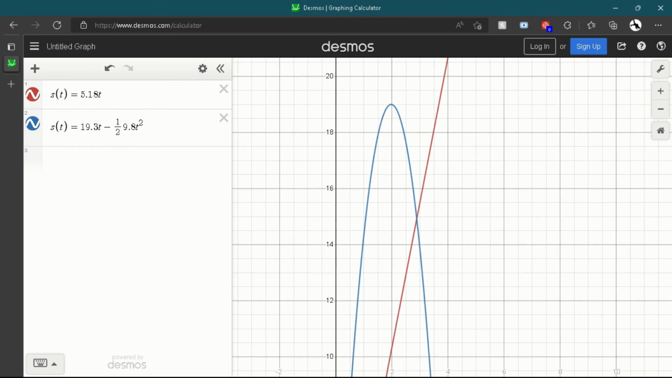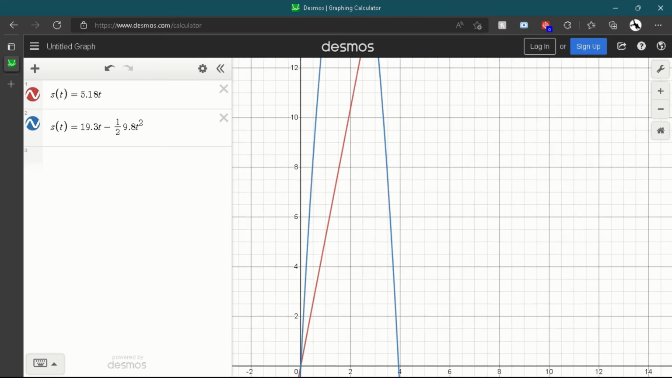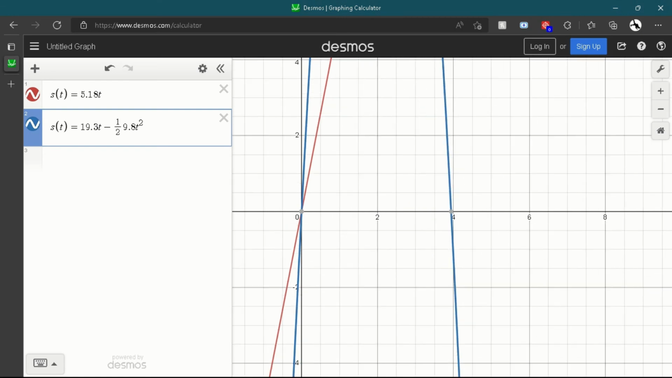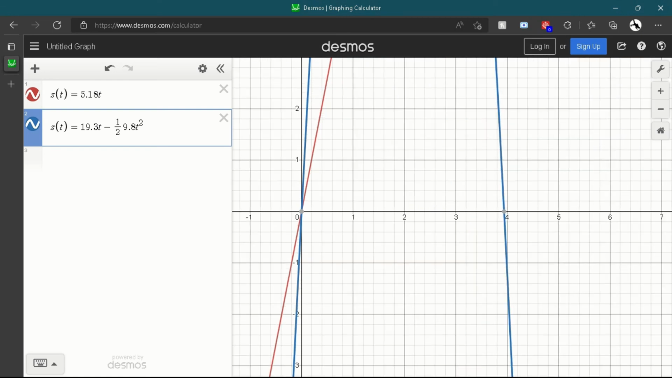After 2.8 seconds, we'll have gone down a bit. We'll be at 14 meters up in the air. And finally, at a little under 4 seconds, we'll hit the floor again. And that's where we'll stop our animation. And so, with these two equations, we can know where our ball is at any point in time.